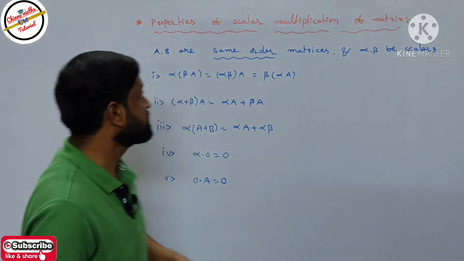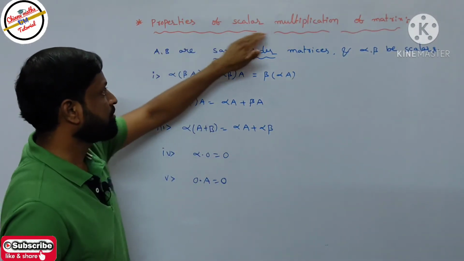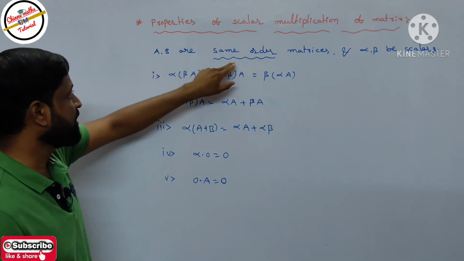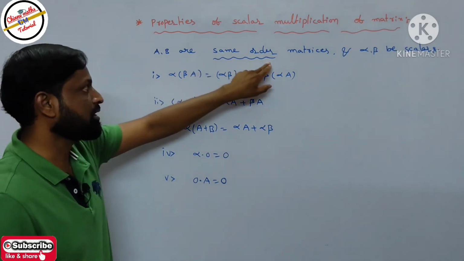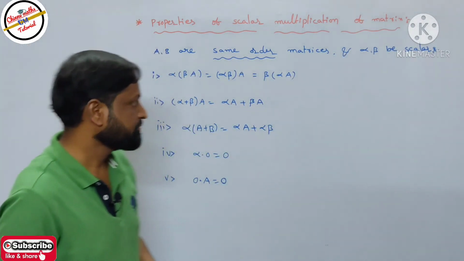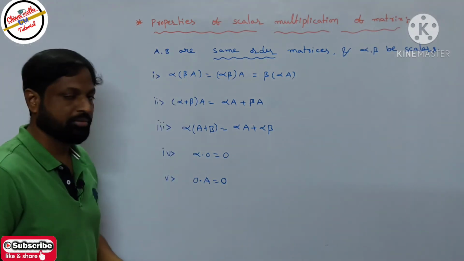Next, the properties of scalar multiplication of matrices. Given that A, B are two matrices of the same order, and alpha, beta are two scalars. Here are the 5 properties.